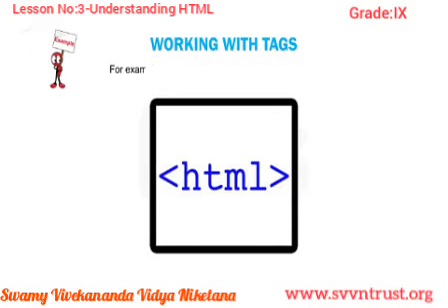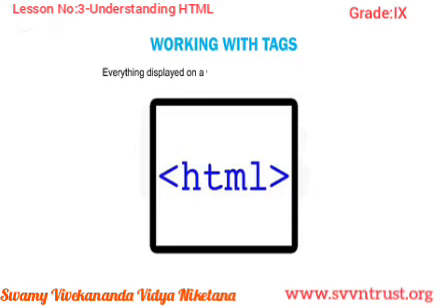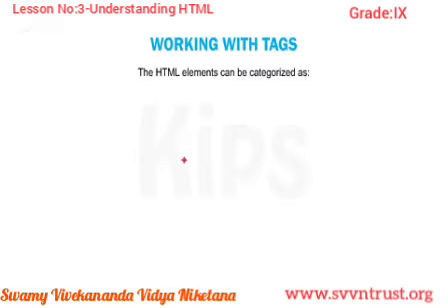For example, an opening bracket, tag name, closing bracket, and the same in capital letters will have the same effect. There are infinite combinations of HTML tags or elements which are used for forms, images, and lists. Everything displayed on a web page requires the use of a tag. The HTML elements can be categorized as container tags and empty tags.